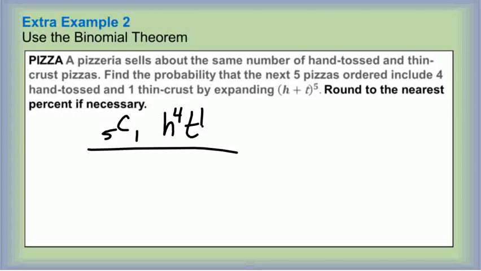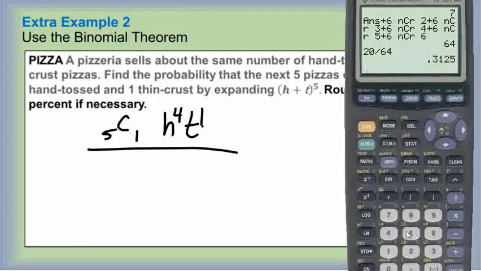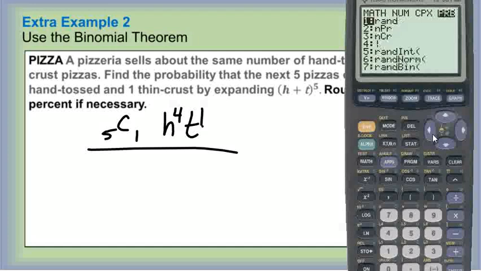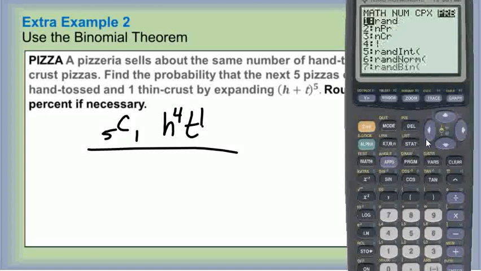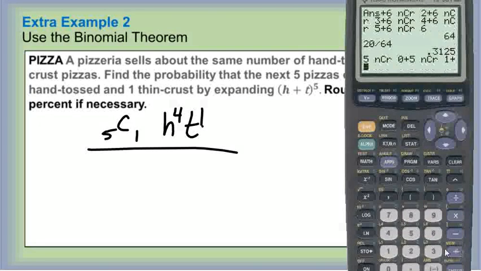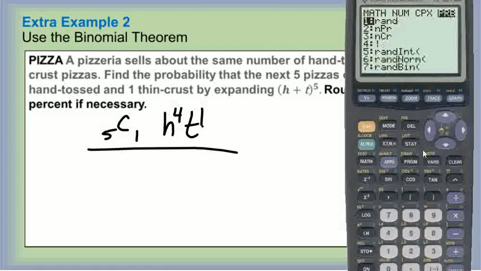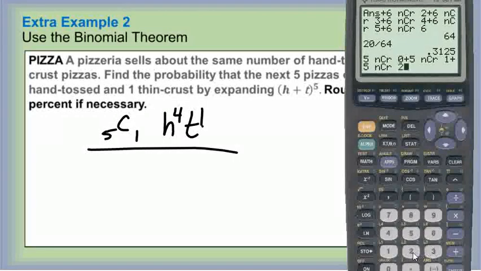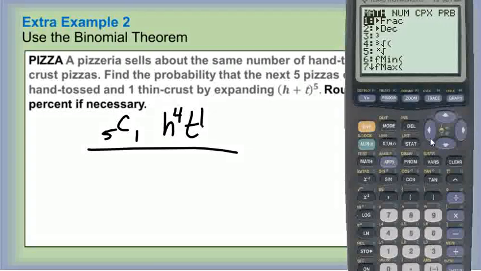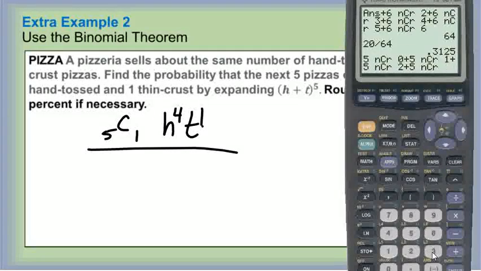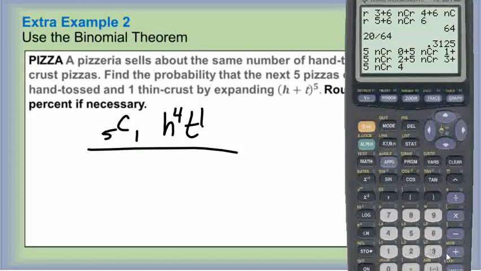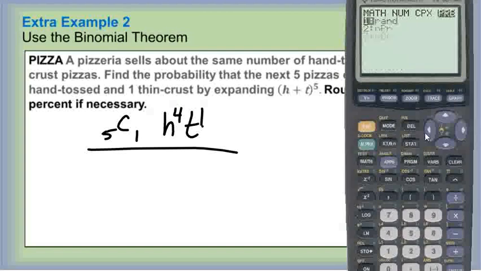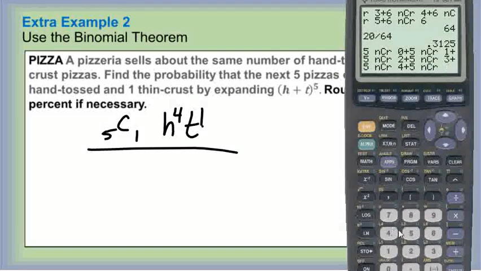So I'm going to grab my calculator again. We're going to do this all at once. So we're going to do 5 math choose 0 plus 5 math choose 1 plus 5 math choose 2 plus 5 math choose 3 plus 5 math choose 4 plus 5 math choose 5. Now if I hit enter, I get 32.